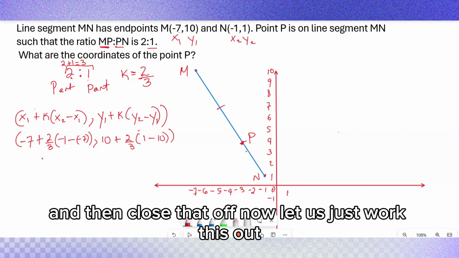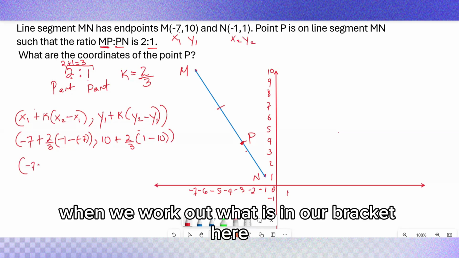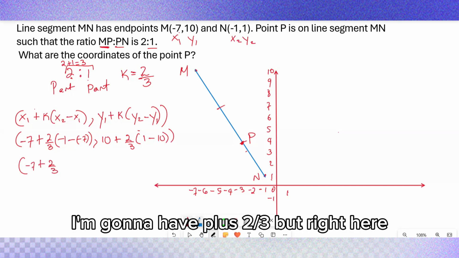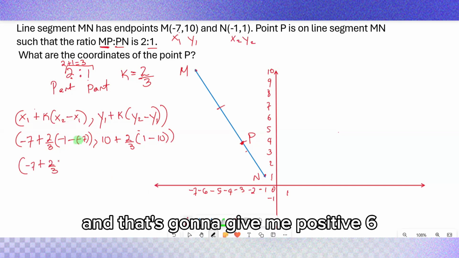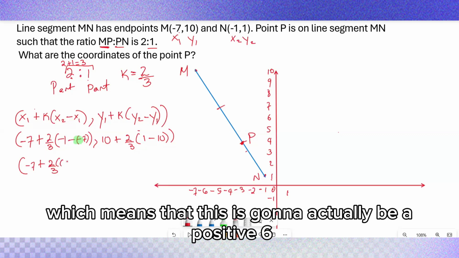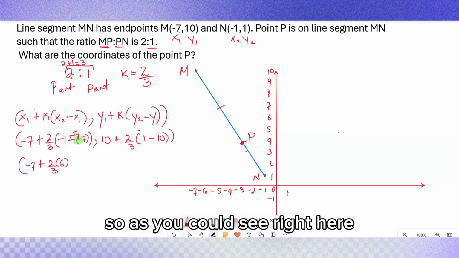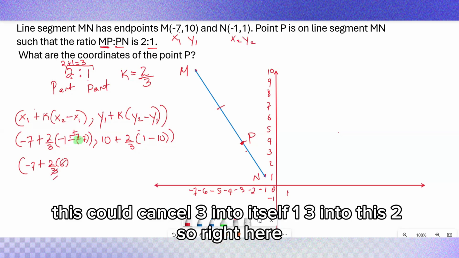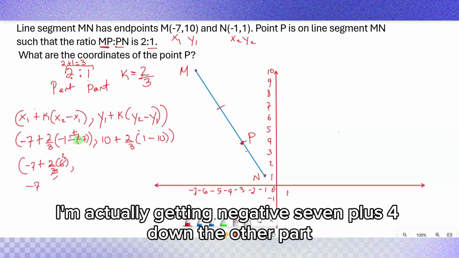Now, let us just work this out. This is going to be -7. When we work out what is in our bracket here, I'm going to have plus 2/3. But this part right here is going to give me +7 and a -1. And that's going to give me +6, which means that this is going to be a +6 because this is going to be a plus, right? So as you could see right here, this could cancel. 3 into itself 1, 3 into this 2. So if I work out this x part, I'm actually getting -7 plus 4.